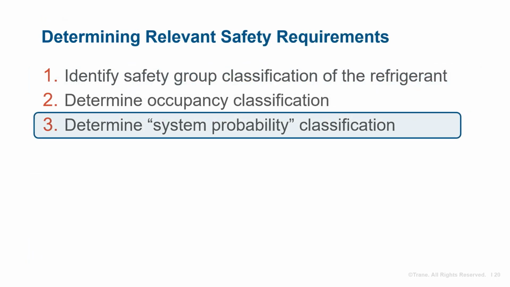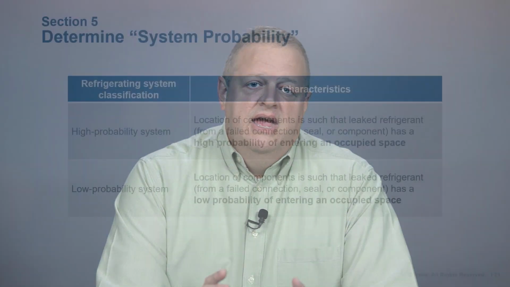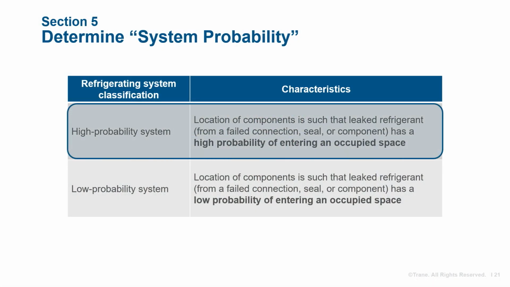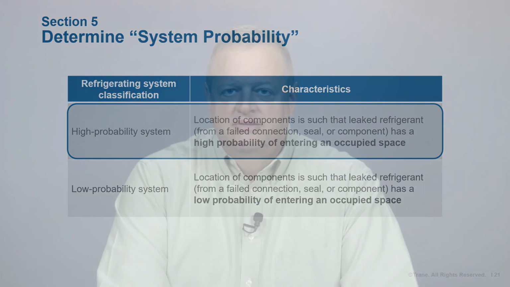The third step then is to determine the system probability classification. For this step, Standard 15 classifies systems according to the likelihood, or probability, that refrigerant leaked from the equipment could reach the occupants of the building. A high probability system is one in which the location of its components is such that leaked refrigerant from a failed connection, seal, or component has a high probability of entering an occupied space. Some common examples include a packaged DX rooftop unit, a DX split system, water source heat pump, a VRF system, or a PTAC.